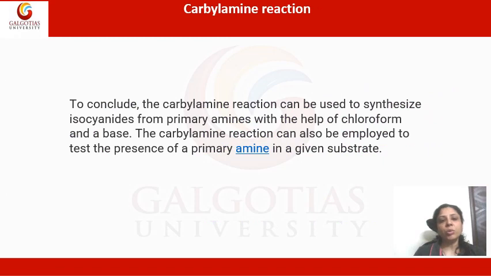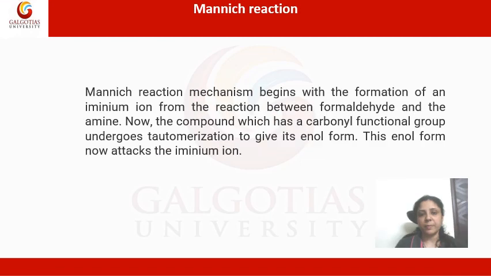So to conclude, the carbylamine reaction can be used to synthesize isocyanides from primary amines with the help of chloroform and a base. The carbylamine reaction can also be employed to test the presence of a primary amine in a given substrate. Moving on to the Mannich reaction.